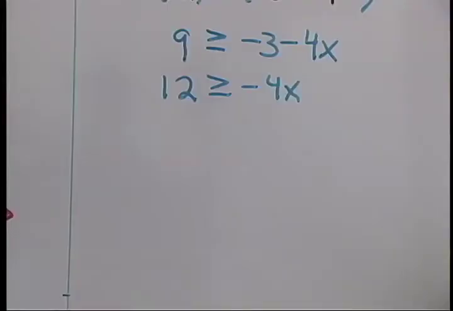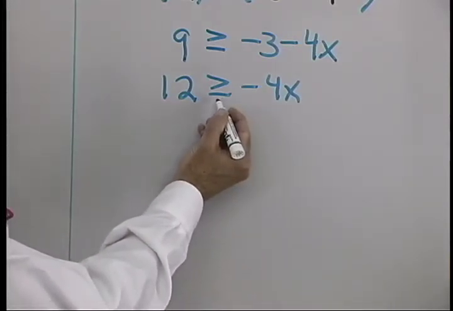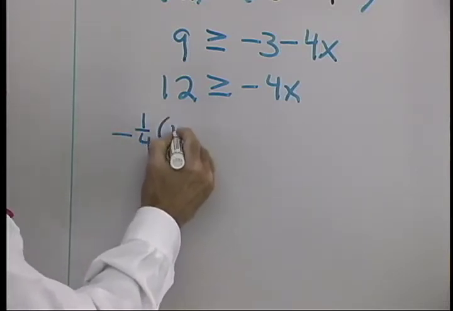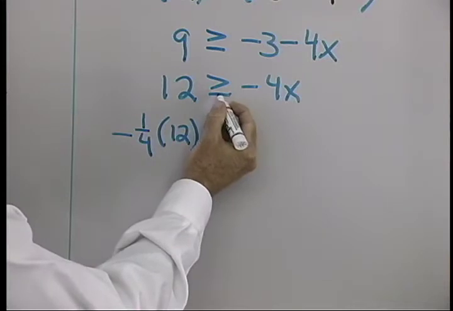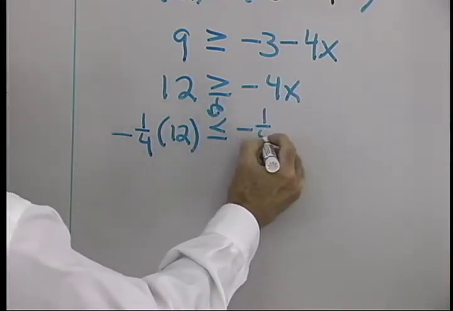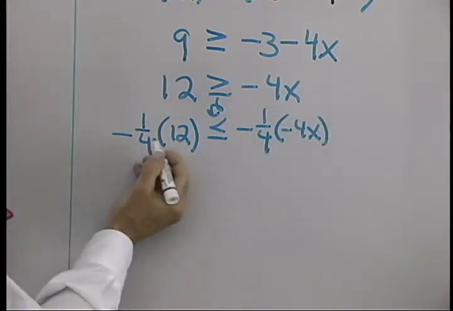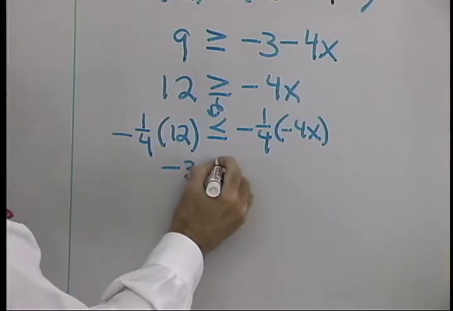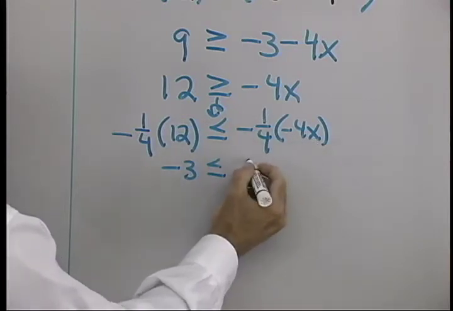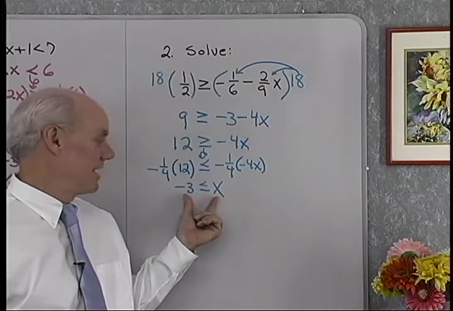Let's take a look. I'm going to multiply both sides by negative 1/4, and at the same time I'm going to reverse the direction of the inequality symbol. So negative 1/4 times 12. Instead of greater than or equal to, I'm going to reverse this, and it will be less than or equal to negative 1/4 times negative 4x. Negative 1/4 times 12 will be negative 3, less than or equal to negative 1/4 times negative 4 is 1, times x is x. So here's my solution written with an inequality, negative 3 less than or equal to x.